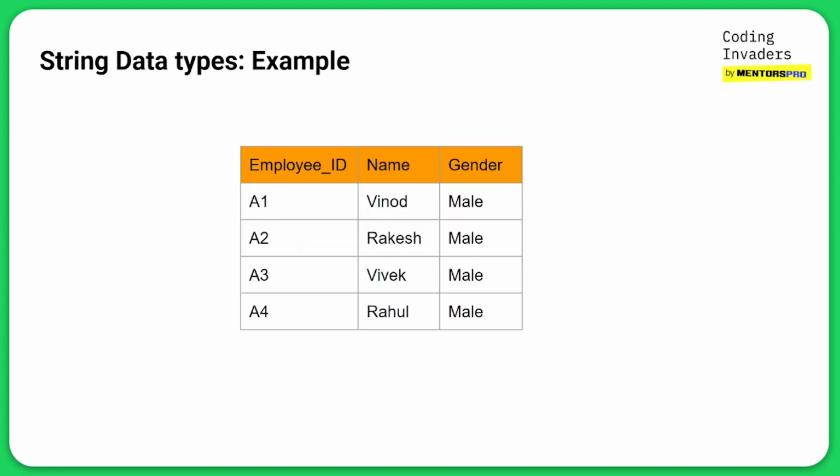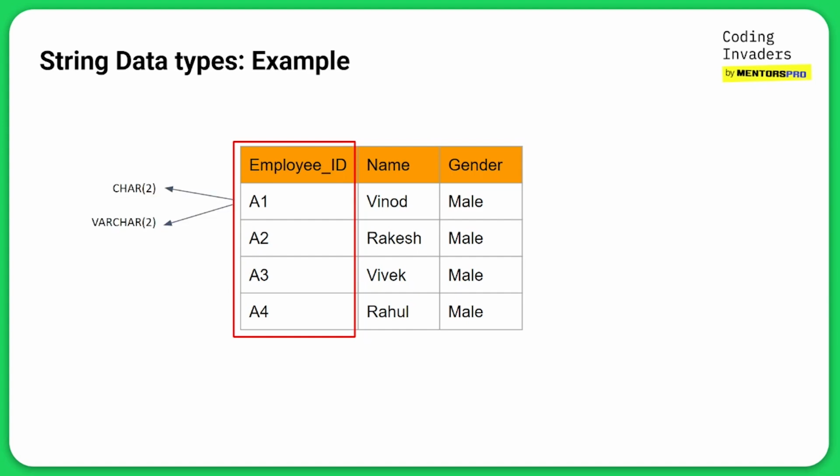Here we have a small table which holds the employee data. In the first column, we have the employee ID, that is A1, A2, A3, A4, which is alphanumeric, and the number of characters is 2. This column data type can be declared as both char and varchar, and the syntax while declaring would be char of 2 and varchar of 2. For a column with a fixed number of characters, the best practice is to use char only.